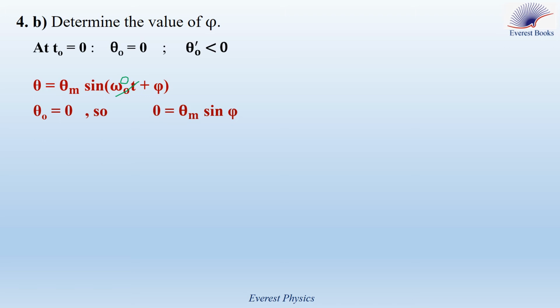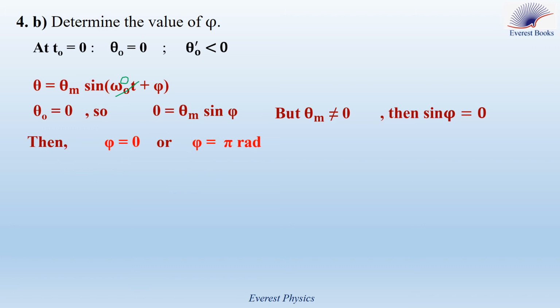In this equation, we have two solutions. Either theta m is equal to 0 or sine phi is equal to 0. But theta m cannot be 0. When theta m is equal to 0, we have no motion. Then sine phi is equal to 0. So phi is equal to shift sine 0, and it has two values.